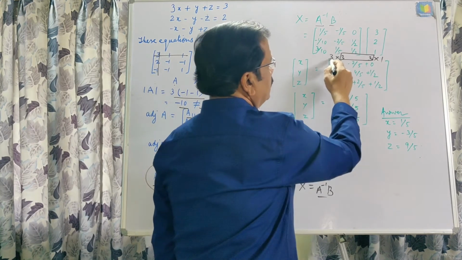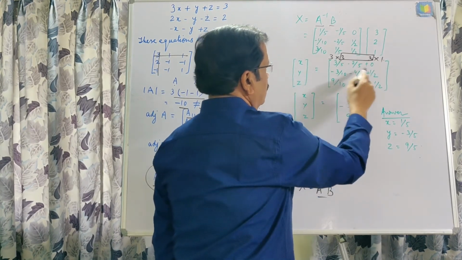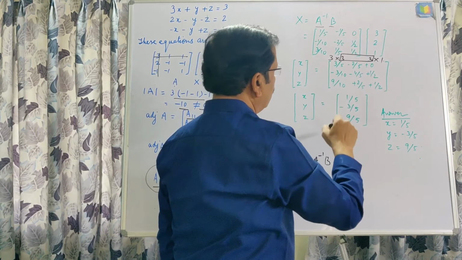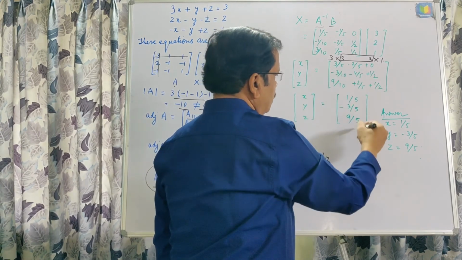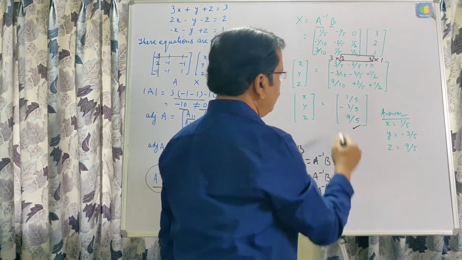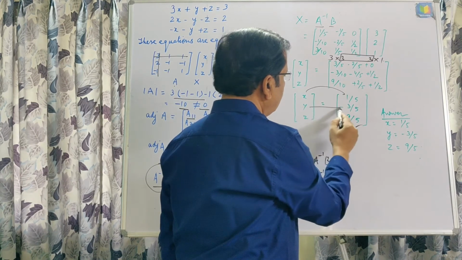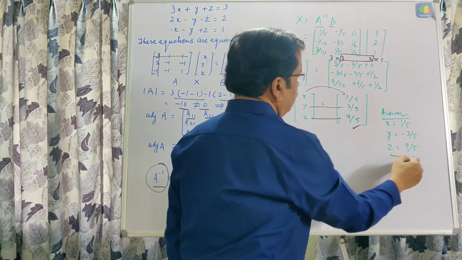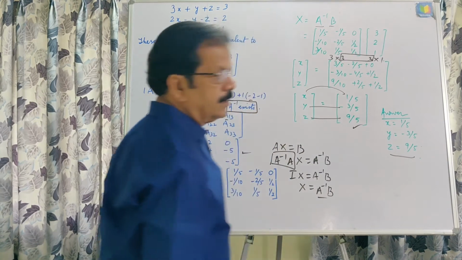After multiplication, this will be 3 cross 1, 3 rows and 1 column, and then after simplification we can get the values of X, Y and Z. This is the answer. Now next question.